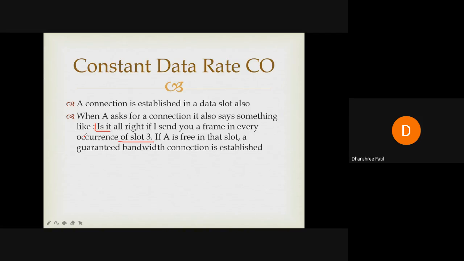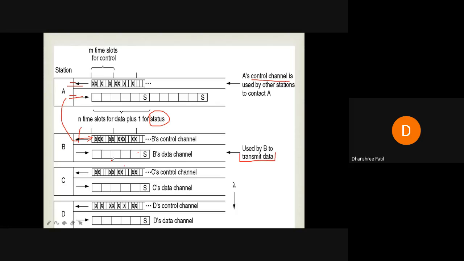Please remember this. What happens is, when A wants to communicate with B, suppose A wants to communicate with B, the connection request goes to B's control slot as well as the data slot, both. If B approves the connection, A will send a frame. But while sending the information or frame, A will ask station B: can I send a frame in every occurrence of slot 3?